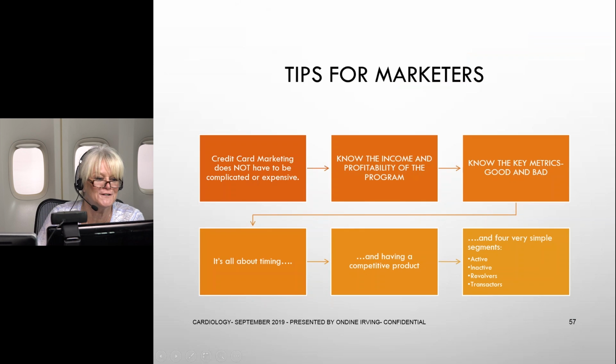More tips for marketers. It does not have to be complicated. We don't have to justify their existence. It can be very, very simple. They need to know the income and profitability of the card program. They need to know the key metrics, the good and the bad. It's all about timing, having a competitive product, and four very simple segments. You've got your active, inactive, revolvers, and transactors. Don't waste your money with millennial cards, senior cards, household cards, any of that.